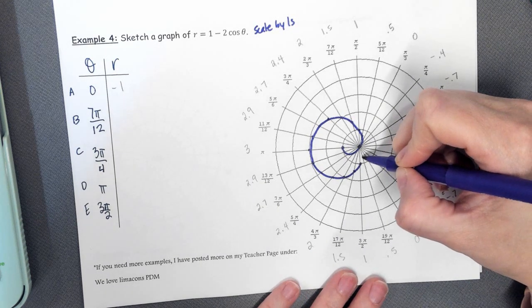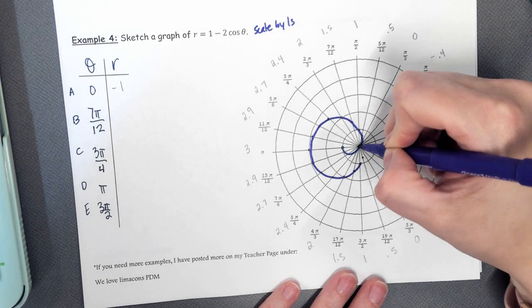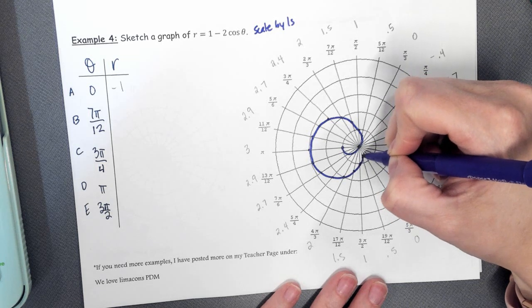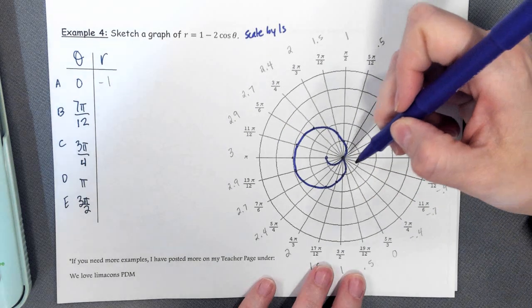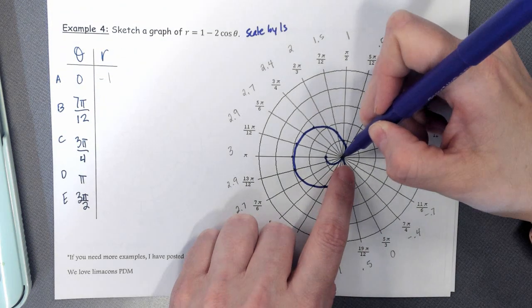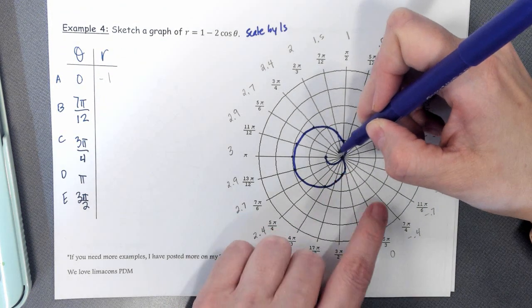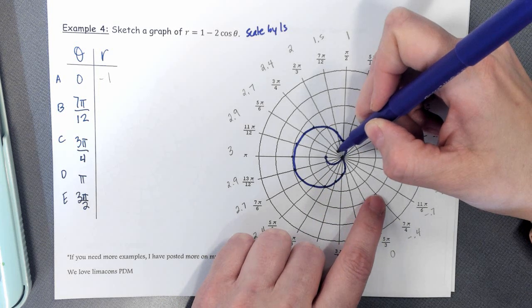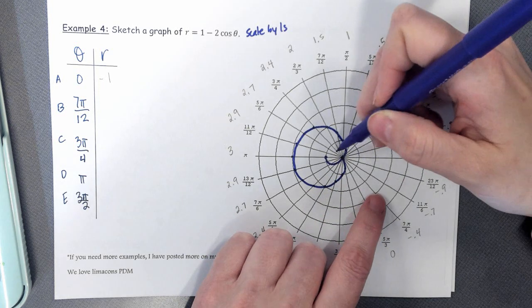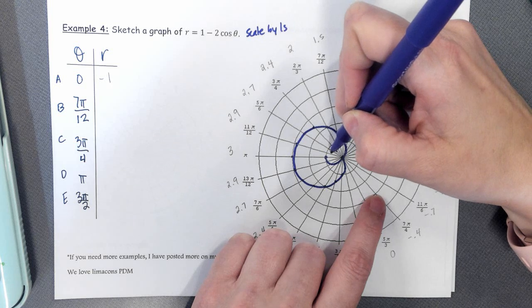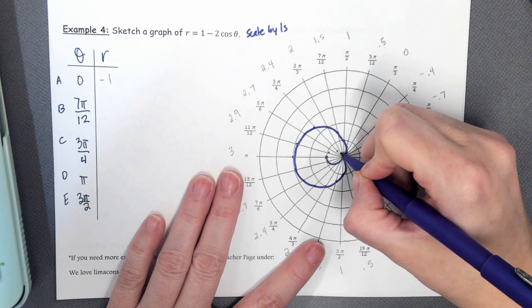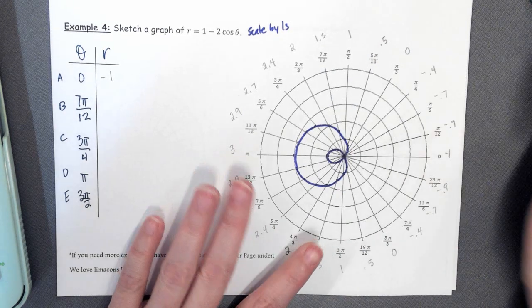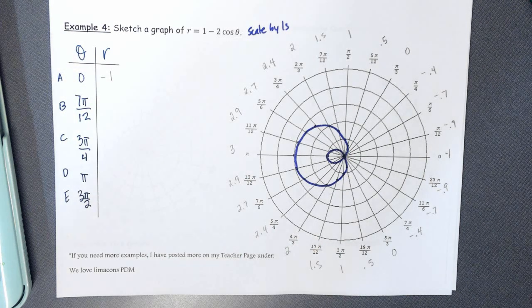Alright, and then we have 0.5, 0, and then see how you go back to the negatives? That's going to create this inner loop. Okay, so the negative 0.4, we're going to follow this across. So you have the 0.4, 0.7, 0.9. There you go. And then that creates your little loop. Doesn't it look nice? Looks pretty good, I think.